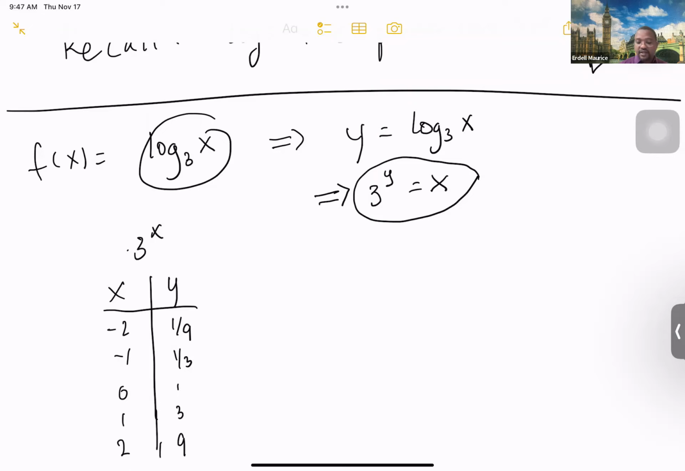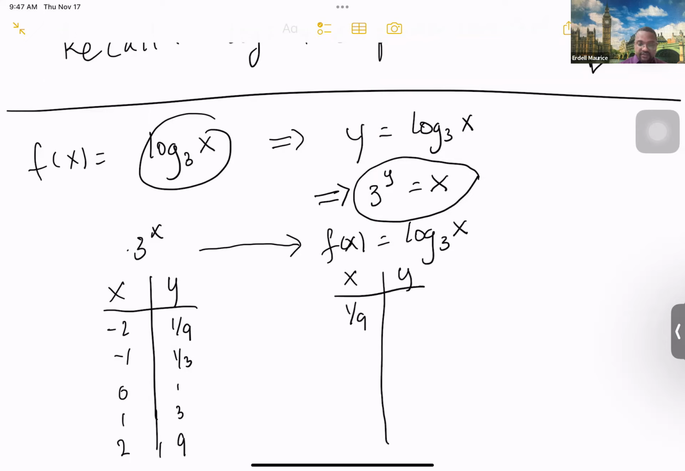Because the two functions are inverses, I simply have to reverse the table of values to get the table of values for your log base 3. So x, y: 1/9, -2; 1/3, -1; 1, 0; 3, 1; and 2, 9. And there you have it. You have your table of values for your log function.